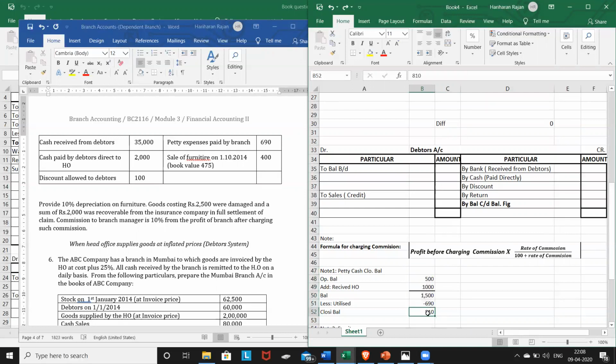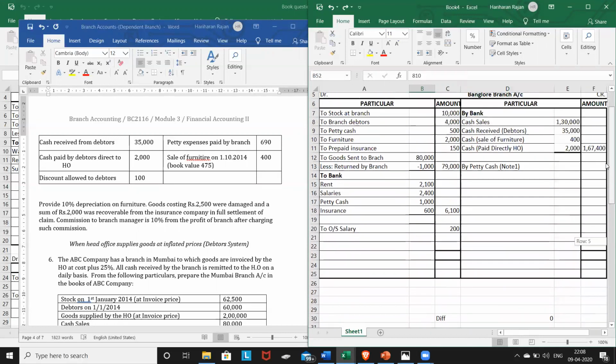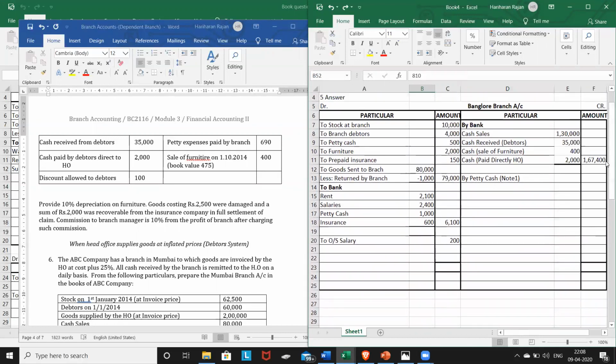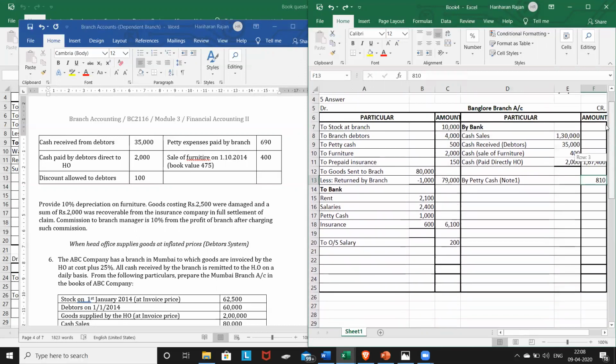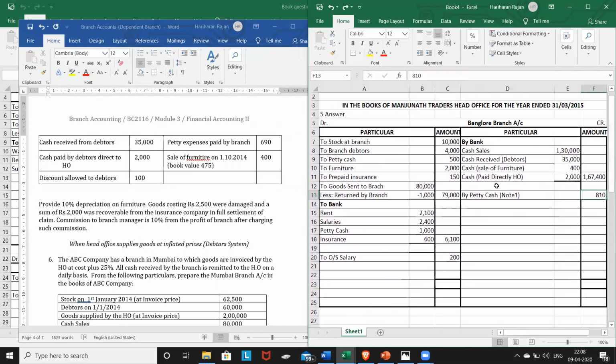The closing balance is 810. So let's record it. 810. Next, related to the furniture.